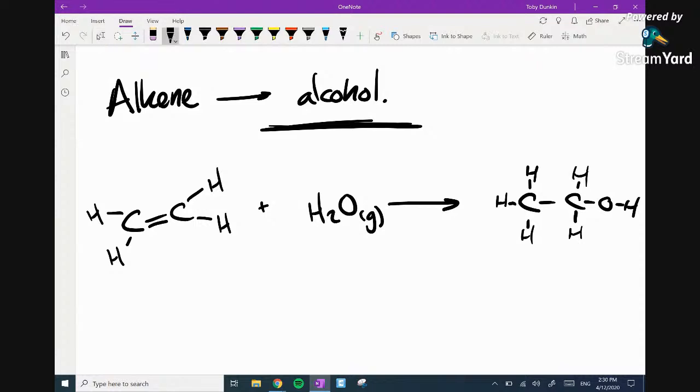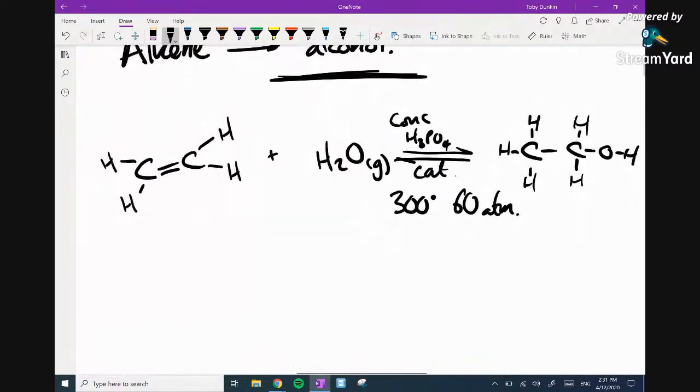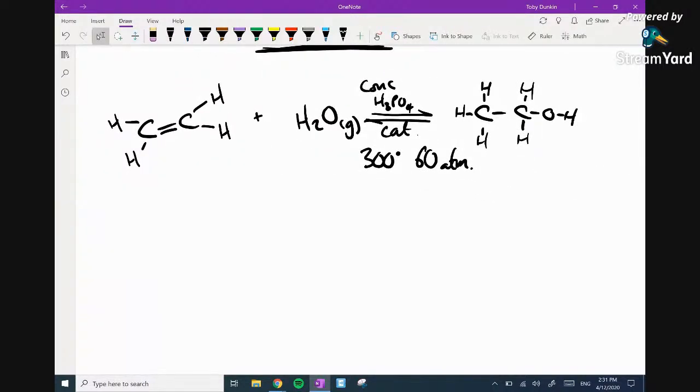Okay, and this is done with a concentrated H3PO4 catalyst. It's also an equilibrium, and it's also done at 300 degrees Celsius at 60 atmospheres. You've got to know that one as well. You should have been told that, though, in equilibrium for Unit 2. Okay, so what does this now look like?